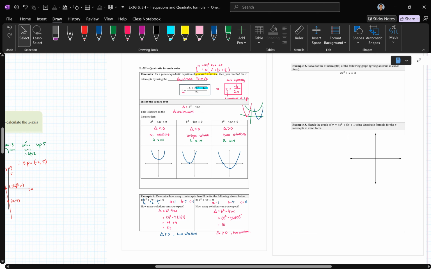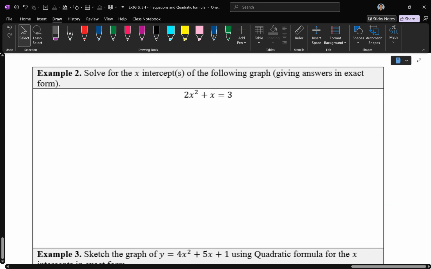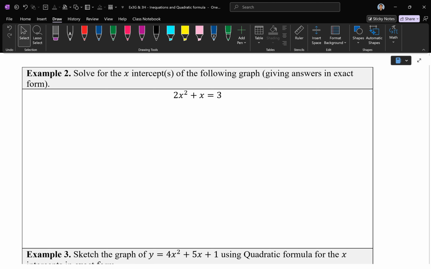Example 3 is when I introduce back to exercise 3G, just to get you to understand inequalities as well. Let's have a look at this one. Example 2. Solve for the x-intercept or x-intercepts of the following graph, giving answers in exact form. So in this case, don't change the decimals. Don't use your calculator. Or if you use your calculator, make sure to keep it in exact mode, which I'll teach you.